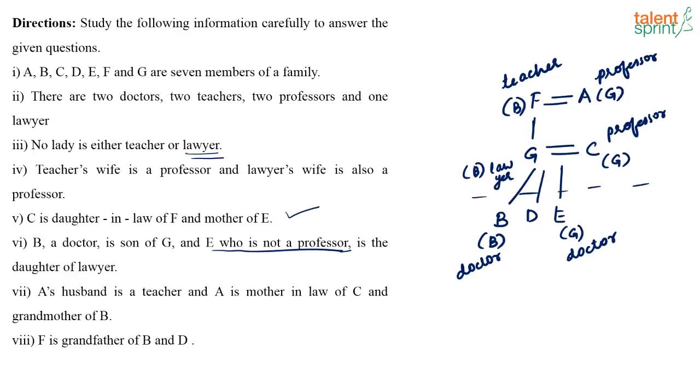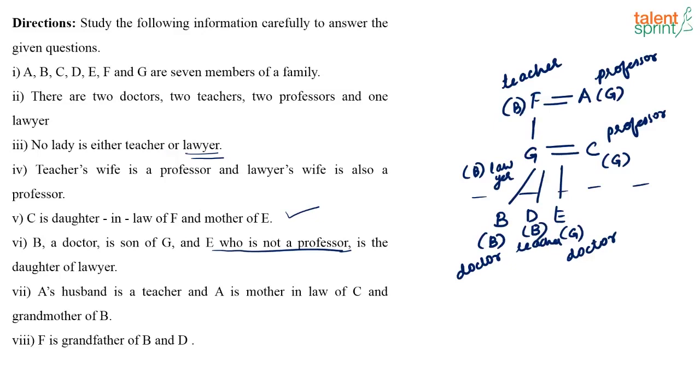Now what should D be? See, it is given here there are two teachers. Are there two teachers here already? No. So D has to be a teacher, right? And no lady is either a teacher or a lawyer. That means the gender of D is male. So this would be your final arrangement.